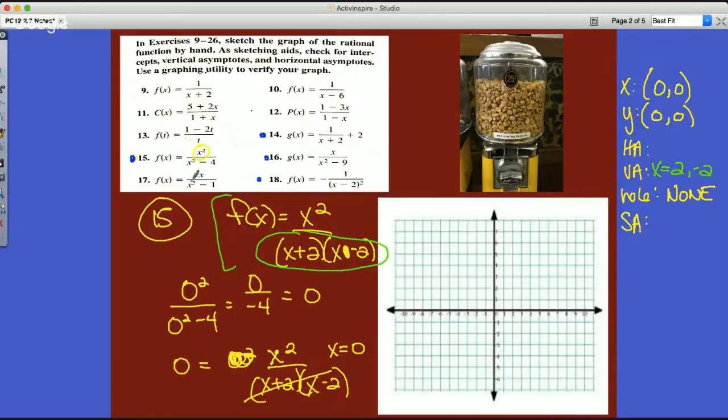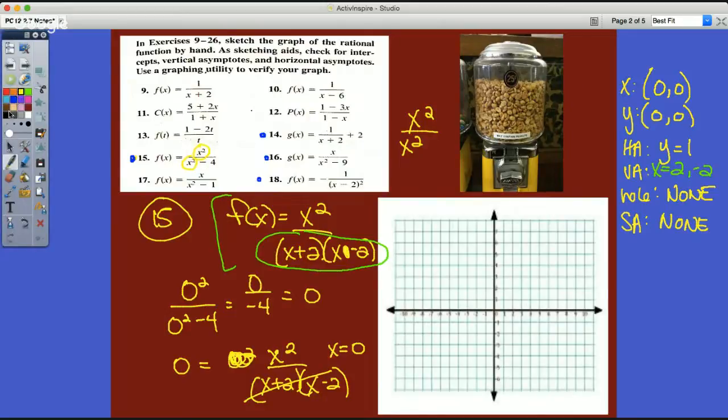We know we have a degree of 2 on the top and a degree of 2 on the bottom. So we could actually divide x squared over x squared to give me a horizontal intercept of y equals 1. Remember, horizontal is left to right, vertical is up and down. And since we have a horizontal, remember we have none for our slant. Slant is when we have 1 degree higher on the top than the bottom, and that's where we would divide it out.